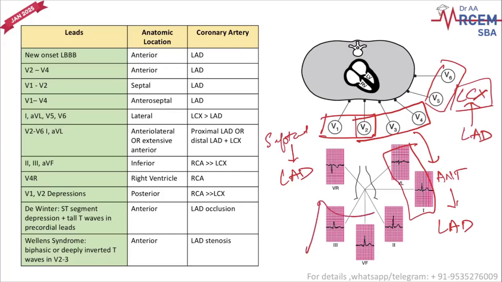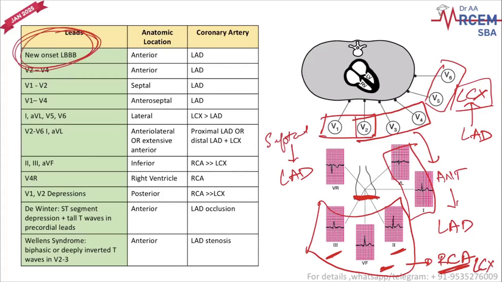Inferior wall. This is the inferior wall, which represents the inferior part of the heart. So 2, 3, AVF is the inferior part of the heart. If this is involved, most of the time it is the right coronary artery which is the culprit. If this is not given in the options, then you can select the left circumflex artery as the most likely cause. A new onset LBBB is also considered as an ST segment elevation MI, that means the anterior part of the heart is involved. The culprit artery will be the LAD in this patient.